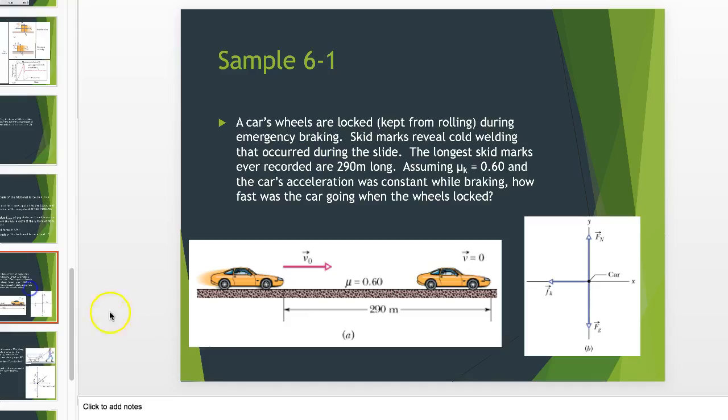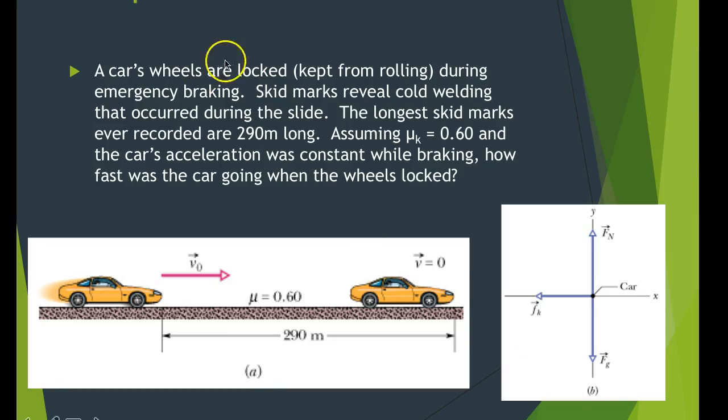So we'll look at this problem right here, in which a car's wheels are locked during emergency braking. Skid marks reveal cold welding occurred in the slide, which means it's sliding. The longest skid marks ever recorded are 290 meters long. Assuming the coefficient of friction was 0.6, and the car's acceleration was constant, how fast was the car going when the wheels locked?